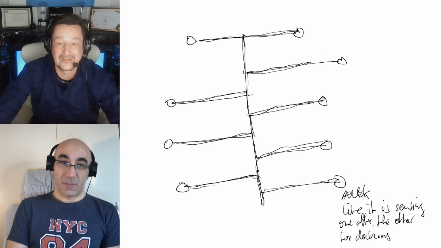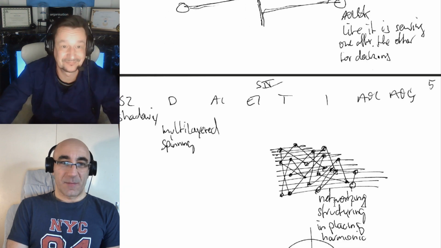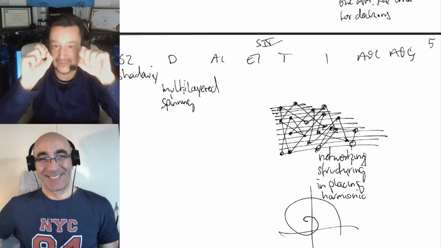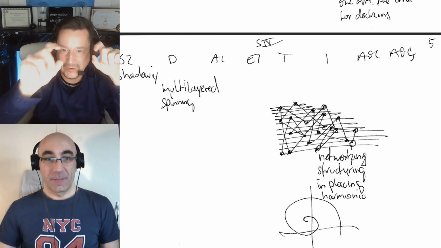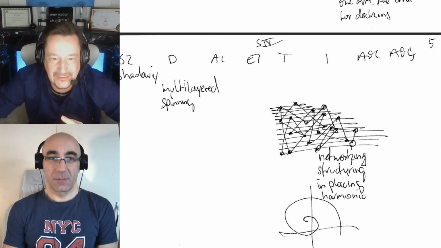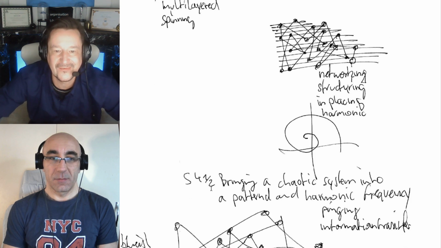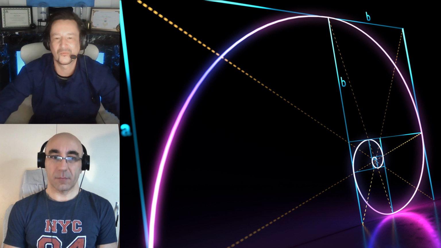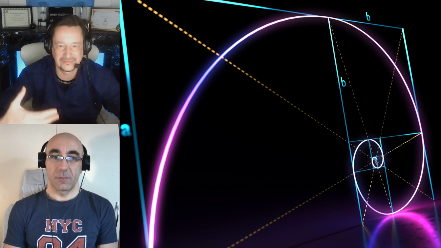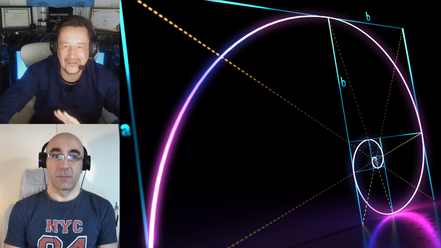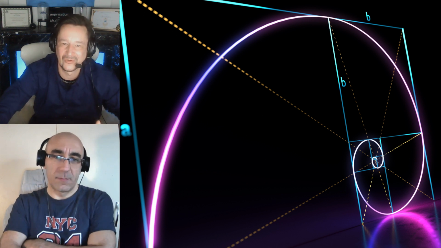Then it started to get a little bit crazy. It was shadowy, multi-layered, spinning. What's that? And a kind of networking started. Networking, structuring, placing harmonic, like I had an S4.5, bringing a chaotic system into a pattern and harmonic frequency. Pinging, information transfer. I added this real feeling of harmonic, like the Fibonacci formula. No, I painted it there. It really felt like bringing all this into a kind of harmonic system.